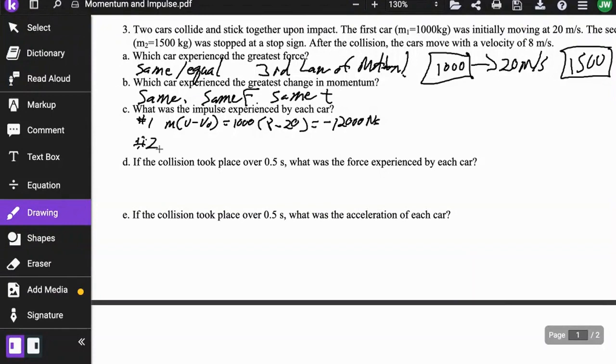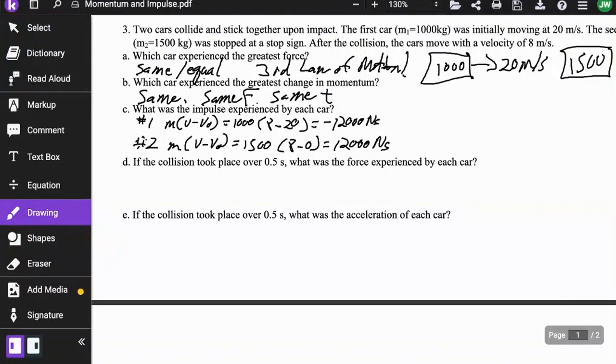I've got mass times the change in velocity, final minus initial, is equal to 1,500 times the quantity 8 minus 0, final minus initial. And that should give me 12,000 as well, but this one's positive, the other one was negative, and both are in Newton seconds.